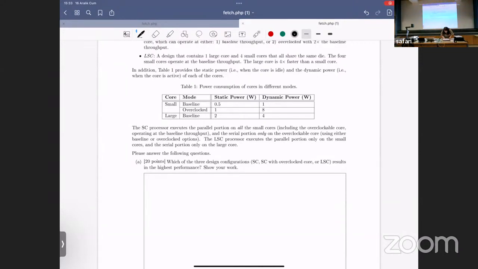Basically, this is a little bit important, let us underline it. So the SC processor executes the parallel portion on all the small cores and the serial portion only on the overclockable core, using either baseline or overclocked options. And the LSC processor executes the parallel portion only on the small cores and the serial portion only on the large core. So these are important to remember.